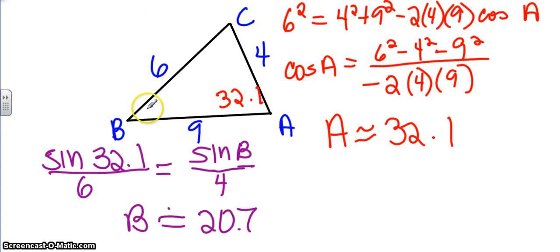So if b is about 20.7, c is going to be 180 minus these two angles, which would give me 127.2. You notice that my triangle is not to scale at all, and that doesn't matter. I just like to have the triangle here so I can see the angles and the sides opposite, and the angles as I go around the triangle and the sides in the proper order. Just makes it easier to use the formulas.